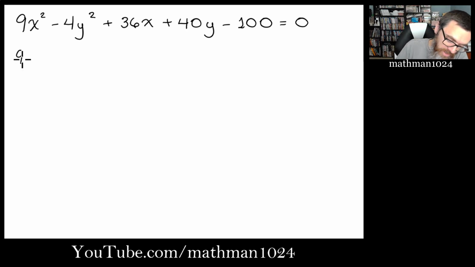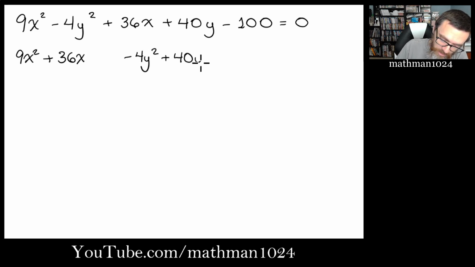So I'm going to rearrange and put the x's together, so 9x squared plus 36x. Leave some space. Minus 4y squared plus 40y. Leave some space, and on the other side we have positive 100.